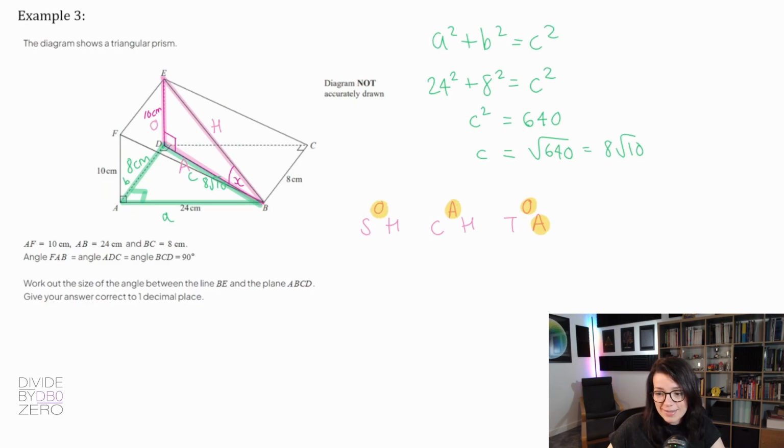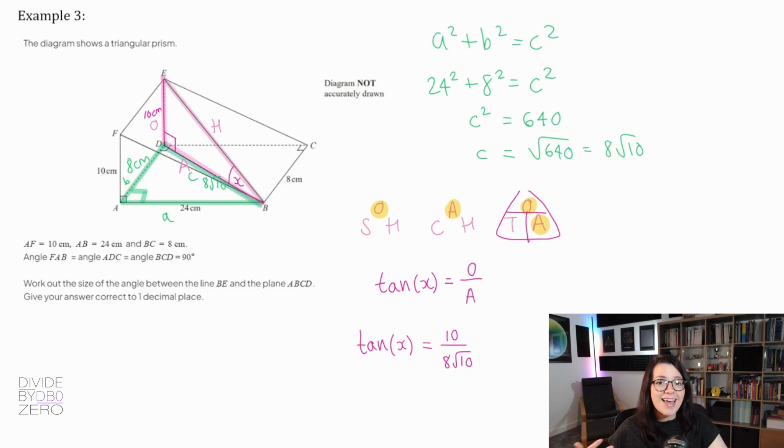So once again, it seems to be TOA. Now, it's not always TOA and tan, but in these examples, it has been. So we select our formula triangle. And again, in this scenario, it's actually the angle we want to find. So it's tan T that we're covering up. Tan X equals opposite over adjacent. So in this case, tan X equals 10 over 8 root 10. And then to release X, to get the angle out, remember we said we're going to press Shift tan, inverse tan, 10 over 8 root 10, and 21.6.